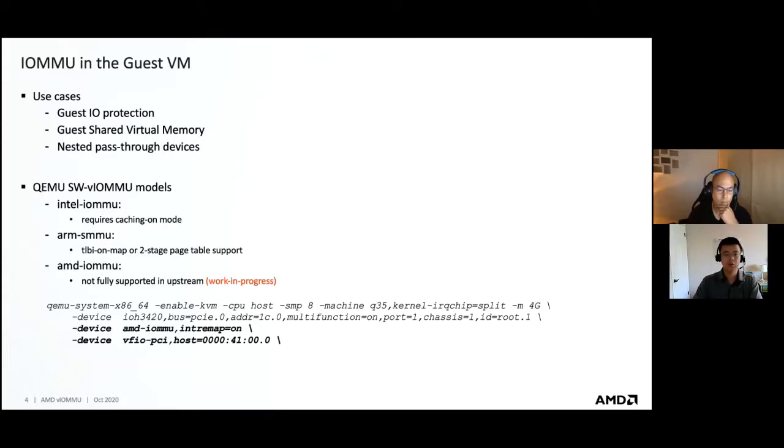To use this feature, it's very simple. When you start the QEMU command, you just specify the AMD IOMMU device, add the VFIO PCI host device, and attach it to this AMD IOMMU. And that should be it.